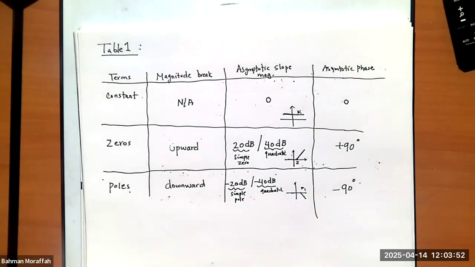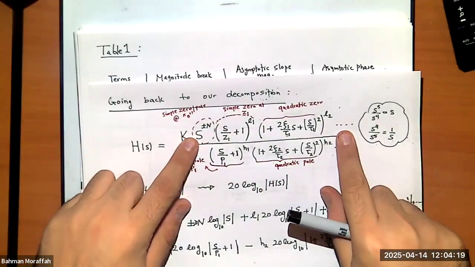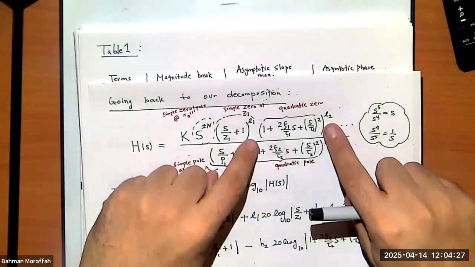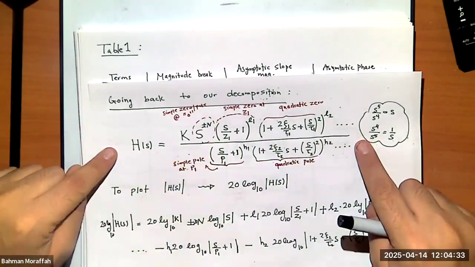So this is what we know. Trying to get ideas here. If it's a zero, it's going to go up. If it's a pole, it's going to go down. But the question still stands: how do we approximate each term? So what I'm going to do is give you a table, which basically gives you an approximation for each term we have over here. So we know the approximation for each term, and we know the approximation for the entire function.